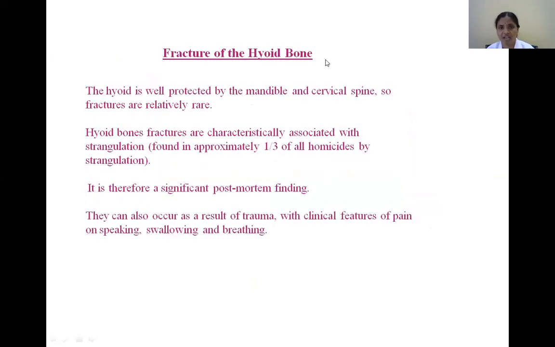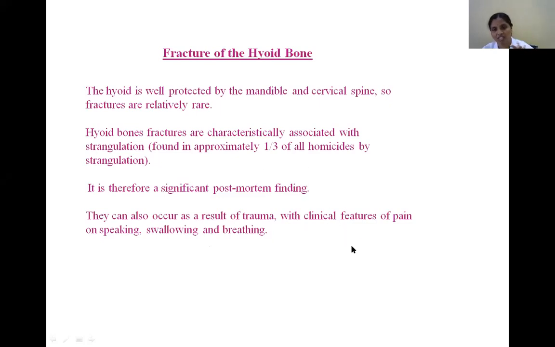See, fracture of the hyoid bone. Usually the hyoid bone is not fractured. Why? Because it is well protected in front by the mandible and behind by the cervical spine. However, there can be a fracture, mostly in strangulation. In one third of people, due to strangulation, the hyoid bone may be fractured, and it is therefore a significant postmortem finding. Clear? And also in some traumas, there may be a chance of hyoid bone fracture.